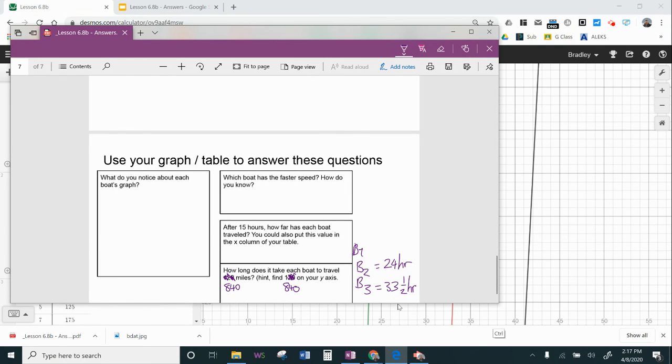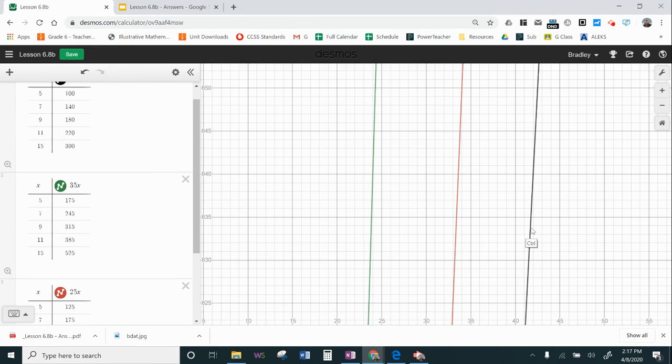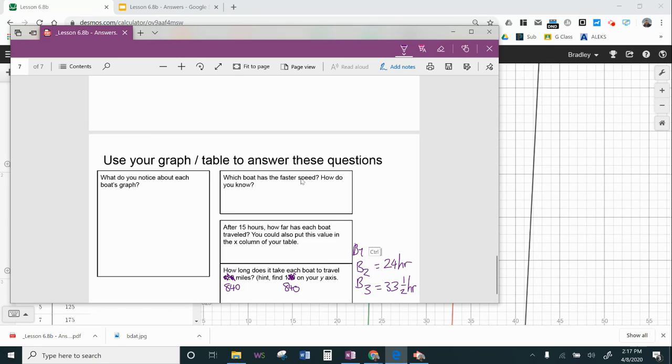And boat number 1 reaches 840 miles. Let's take a look. There's that black line here. And let's see where those meet. 41 hours. Okay. So we can also tell here that boat number 2 is going to reach 840 miles a lot quicker than any other boat.